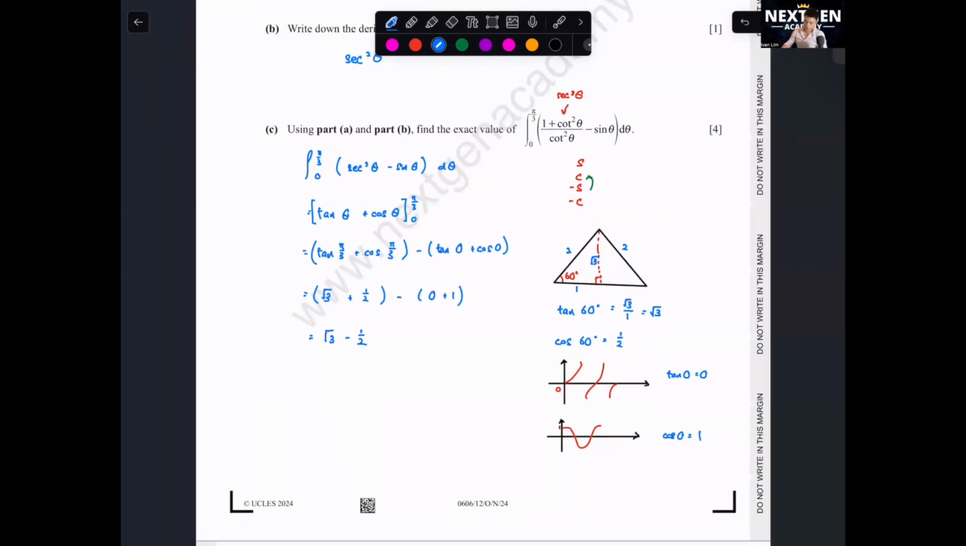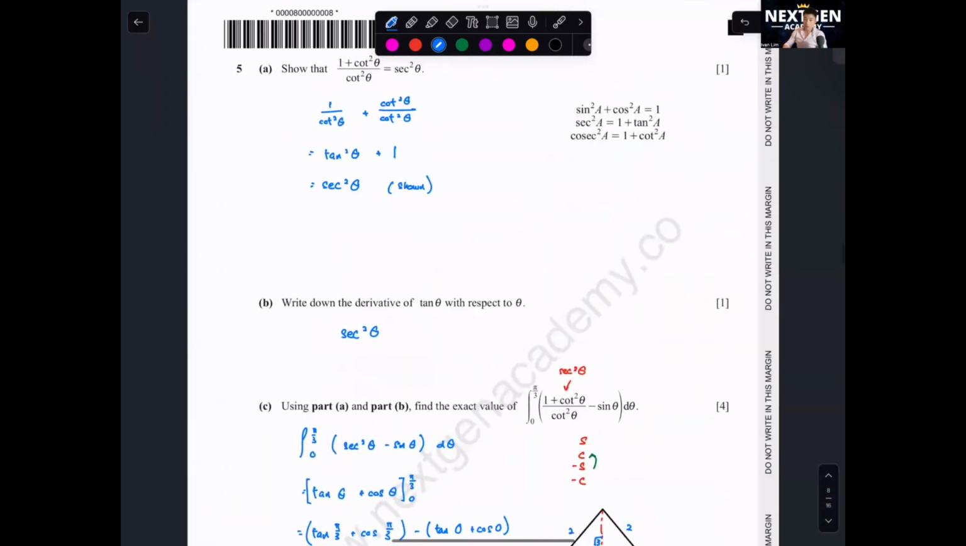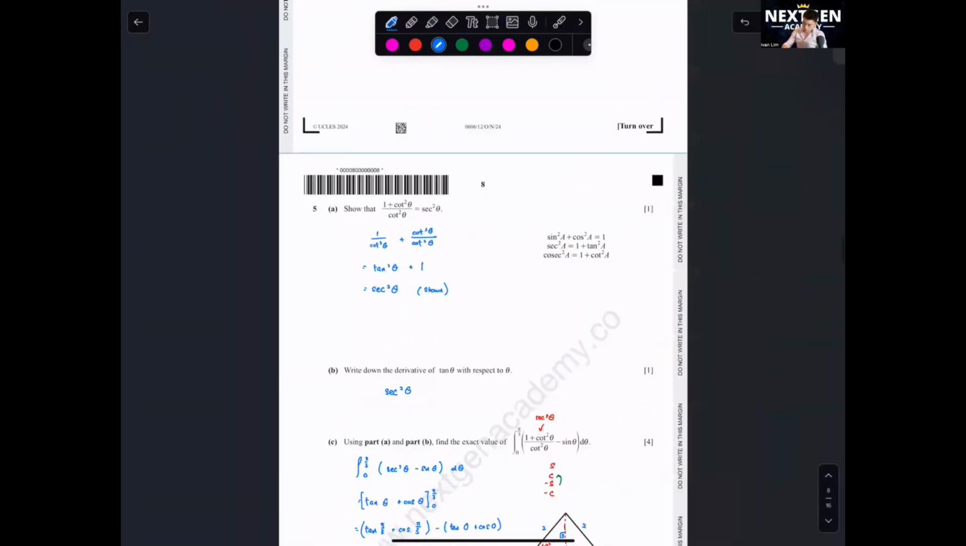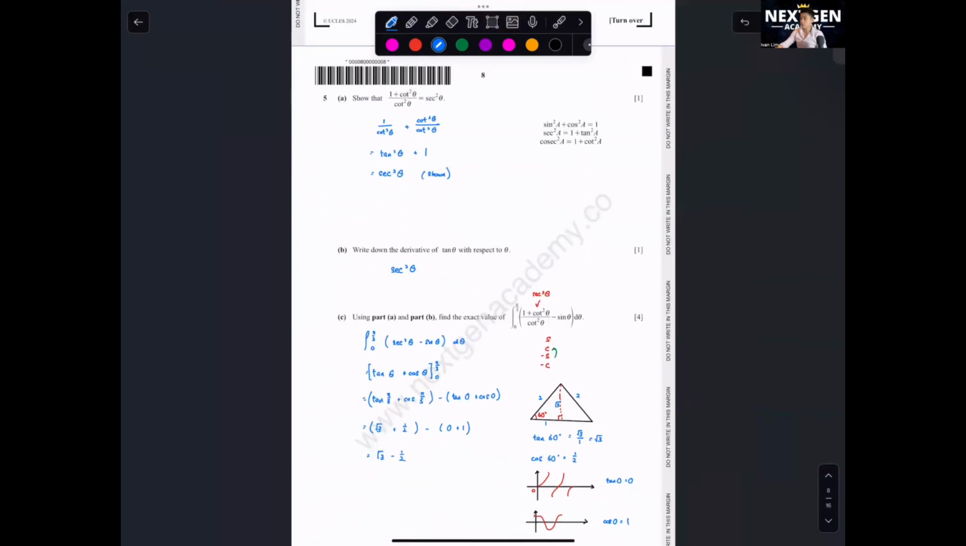Okay, can I scroll back to 5A? Some of you, did any one of you get secant? You can change your cotangent square, or you can change the 1 plus cot square also can, because 1 plus cot square is also cosecant square. So maybe some of you change the top part to cosecant square over cotangent square, also it works.